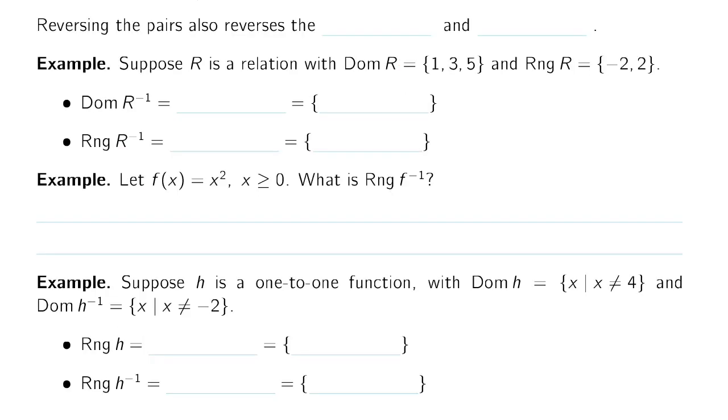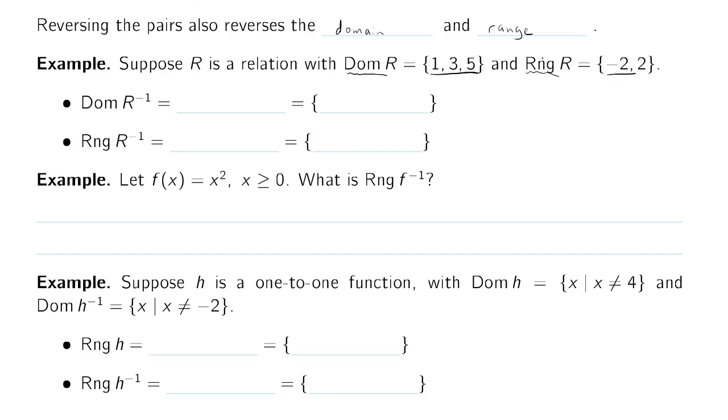When we reverse the order in our pairs, we're also going to exchange the domain and range. The domain of the given function will be the range of its inverse. The range of the given function will be the domain of its inverse. So suppose we have a relation in which the domain is the numbers 1, 3, 5. The range is the numbers -2 and 2.